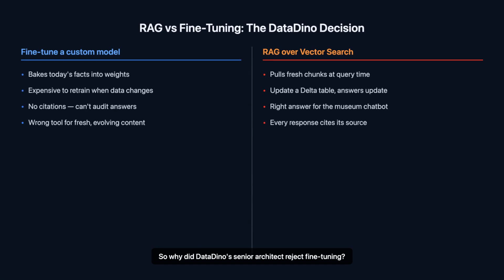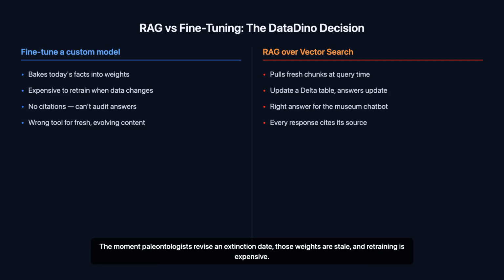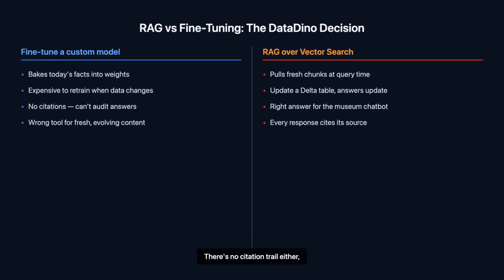So why did DataDino's senior architect reject fine-tuning? Look at the left side. Fine-tuning bakes today's facts into the model weights. The moment paleontologists revise an extinction date, those weights are stale, and retraining is expensive. There's no citation trail either. So when a visitor asks where the date came from, the chatbot can't show its work.